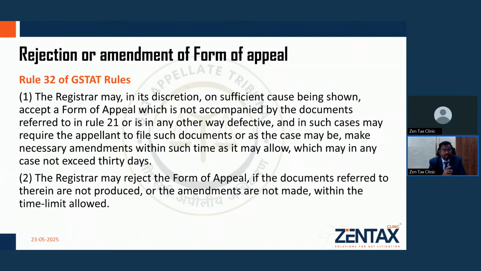Give some time for the appellant to make the requisite amendments, but the maximum time given shall not exceed 30 days. Or the registrar may reject the form of appeal, right, if they are not produced. So both powers are with the registrar, and therefore it is extremely important that the appeal which is being filed is filed in complete compliance with what is provided in the GST procedure rules.